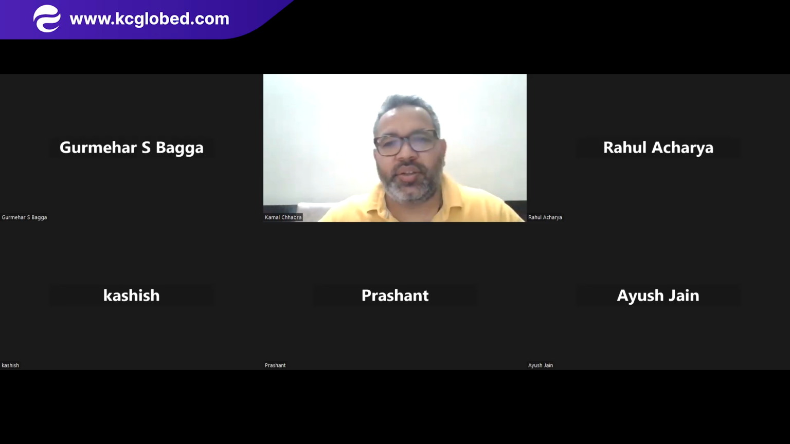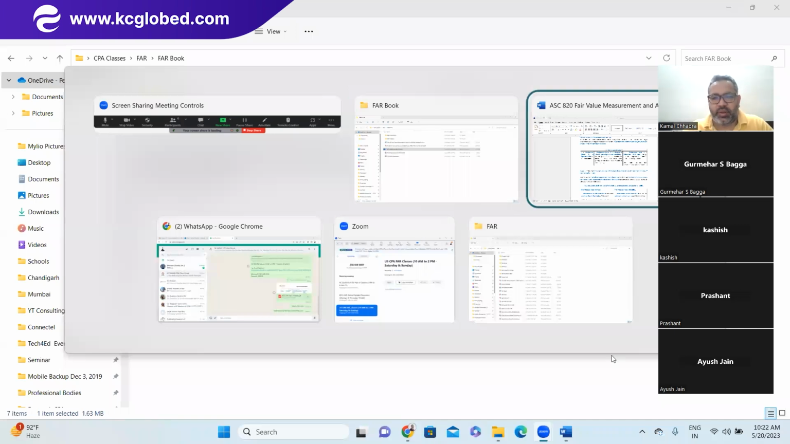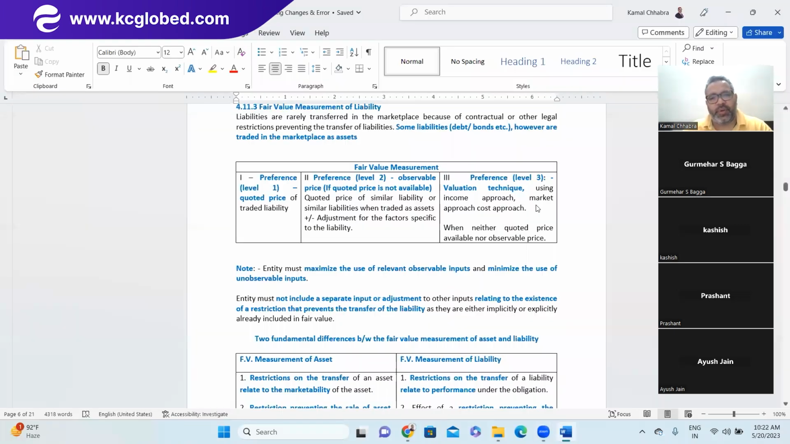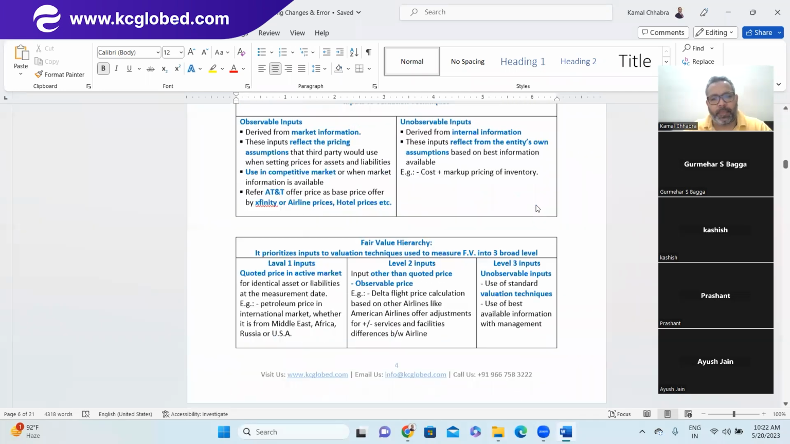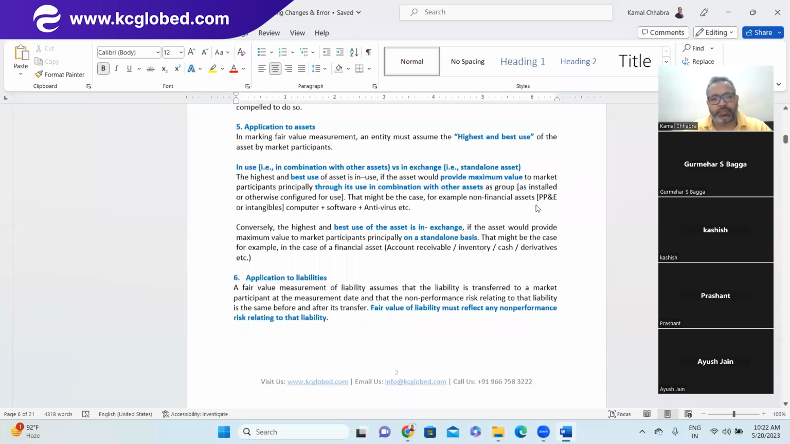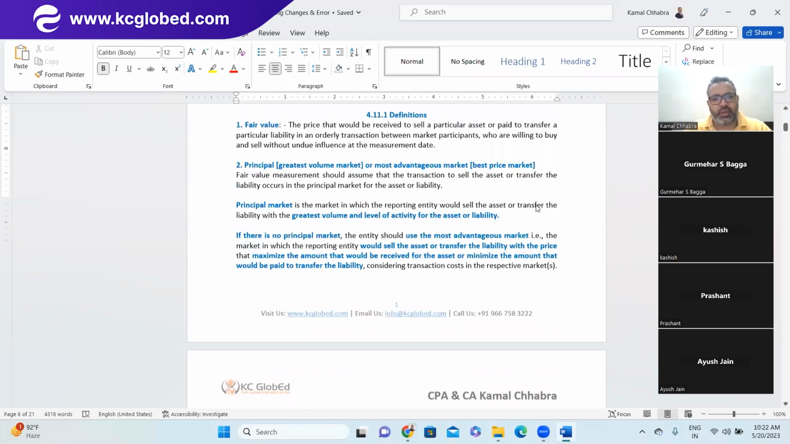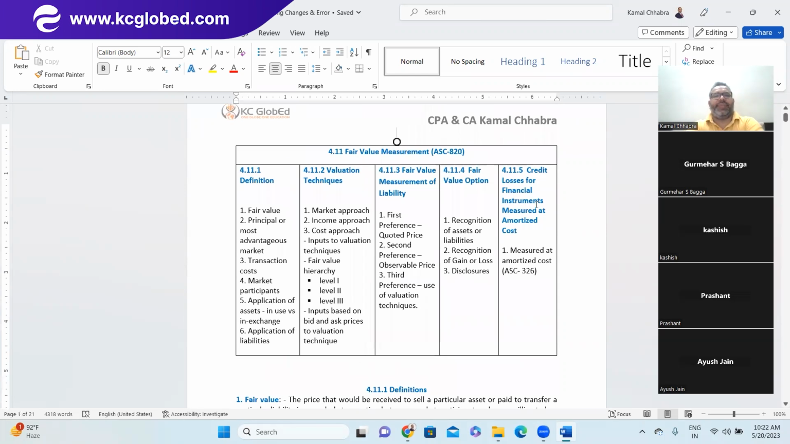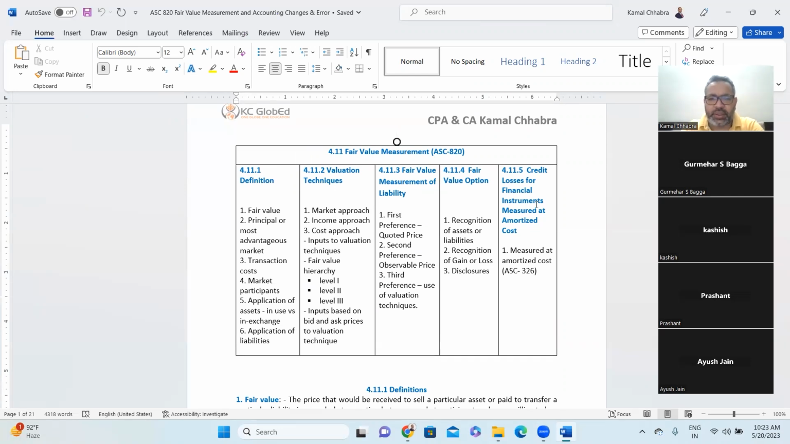Today, we are starting the new topic, which is ASC 820, that is fair value measurement. So in this, we'll be understanding in detail about the definitions, valuation technique, fair value measurement of liability, fair value option, and then credit loss for financial instrument measured at amortized cost. This is something we have already studied in ASC 326, but it ties with the ASC 820 as well. So the topic is fair value measurement.